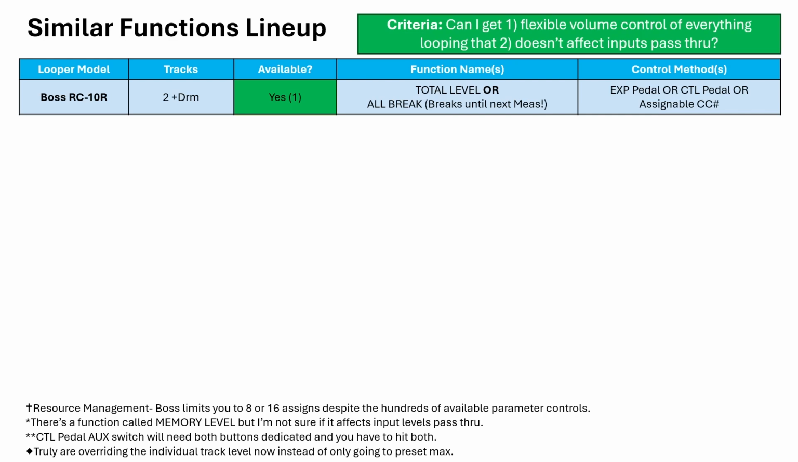Finally, there's another function on the RC10R, which is why I really like it, and this is exactly what we want. It will break the 2 tracks and the rhythm until the next measure. So it'll do it for you. You don't have to time when it comes back in. That's really cool. You can control this through the built-in expression pedal, a control pedal, or even a MIDI controller and assign the CC number.